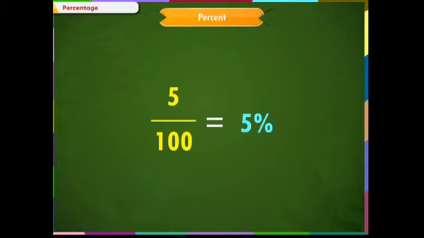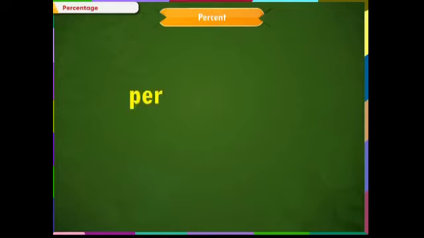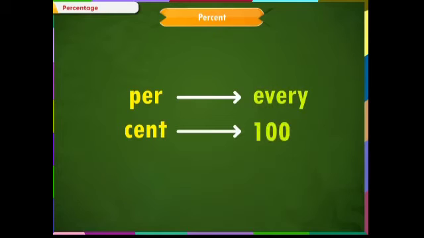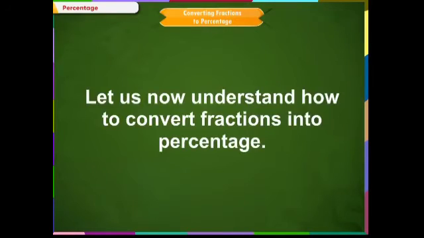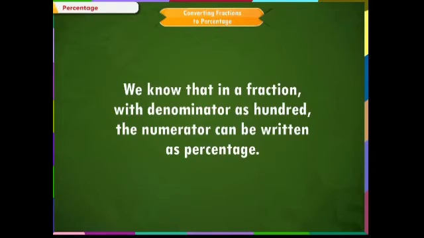For example, 5 by 100 is written as 5%. The term percent means per, which means for every, and cent means 100. So, percent means for every 100. Let us now understand how to convert fractions into percentage. We know that in a fraction with denominator as 100, the numerator can be written as percentage.